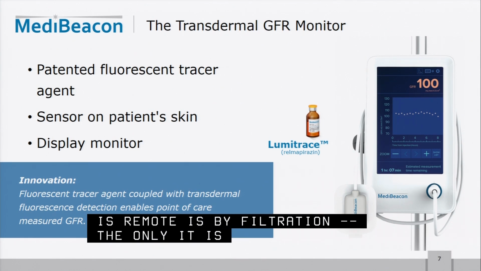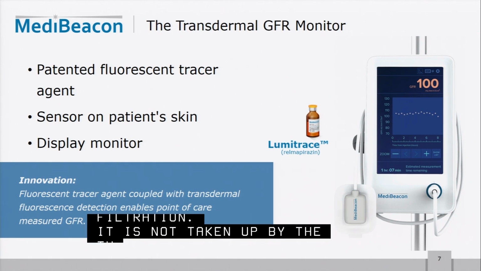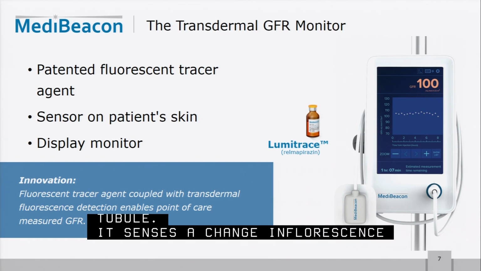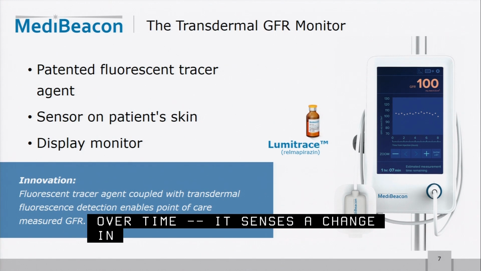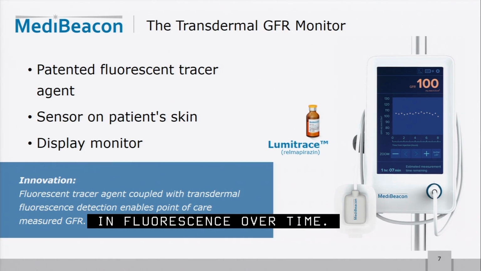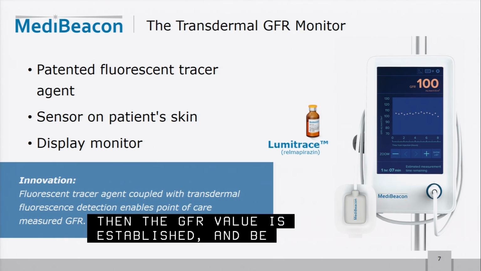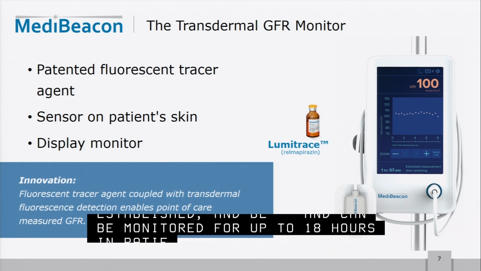The transdermal monitor senses a change in fluorescence over time, and after 1 hour, after it has equilibrated in the patient's total body water, a GFR value is established and can be continuously monitored for up to 8 hours in patients with normal kidney function and up to 24 hours in patients who have CKD stage 4. This is a fluorescent tracer. It is not an isotope.